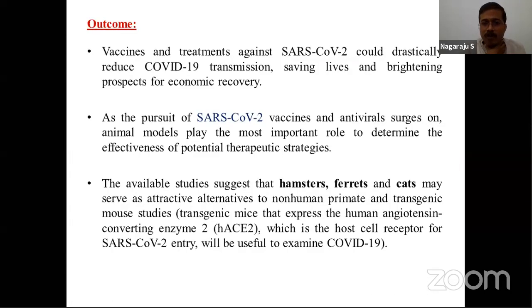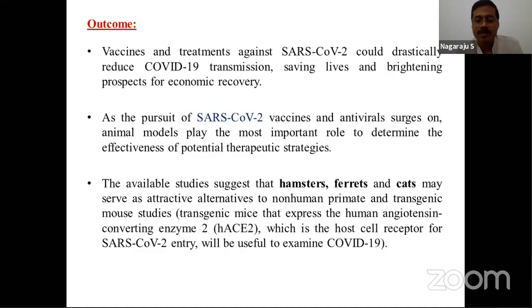So, outcome: vaccines and treatment against COVID-19 could drastically reduce COVID-19 transmission, saving lives and brightening prospects for economic recovery. But as the pursuit of SARS coronavirus 2 vaccines and antibodies surges on, animal models play an important role in determining the effectiveness of potential therapeutic strategies. The available studies suggest that ferrets, hamsters, and cats may serve as attractive alternatives to non-human primates and transgenic mice. So we can have mice with human angiotensin converting enzyme 2 receptors and study this using animal models. But ferrets will be the best model to study COVID-19 infections.